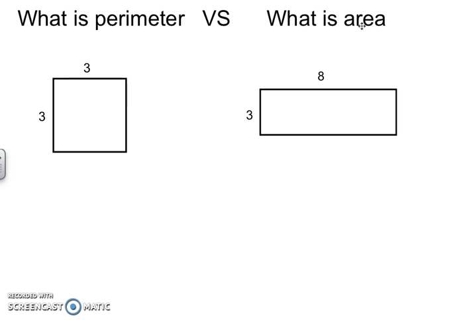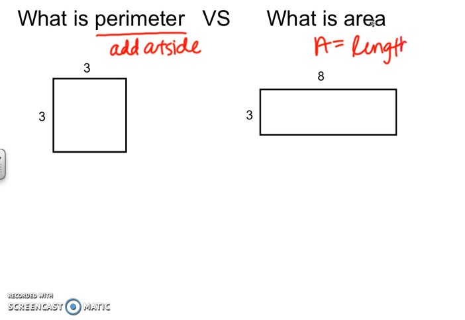Now if you remember perimeter from middle school, perimeter is when you add the outside. Okay. Area is when you multiply, and we're going to be dealing with squares and rectangles, and if you'll remember, area is going to be length times width. So we're going to have L times W.